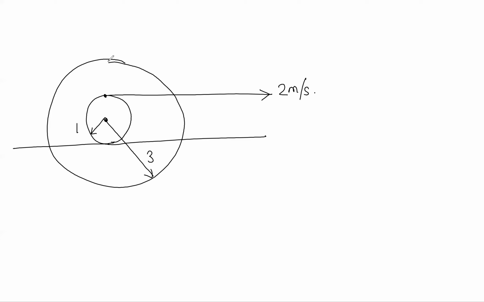Your question is to find the velocity of a few different points. Find the velocity of the top part of the wheel, find the velocity of the bottom part of the wheel, and find the velocity of the front part of the wheel.